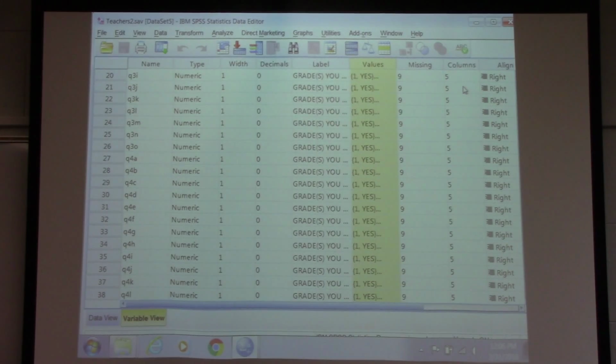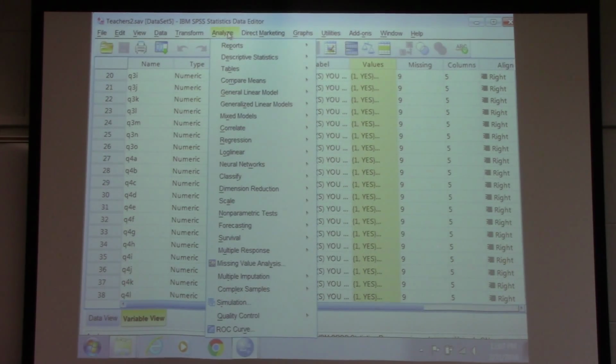So I'm going to slightly change that question, and I'm going to say, is highest education level correlated with the type of certification that a teacher holds? Is there a relationship between, or what is the relationship between teacher education level and type of certification? So I'm going to go up to correlate, bivariate, I have two variables, teacher education level and the type of certification they hold.